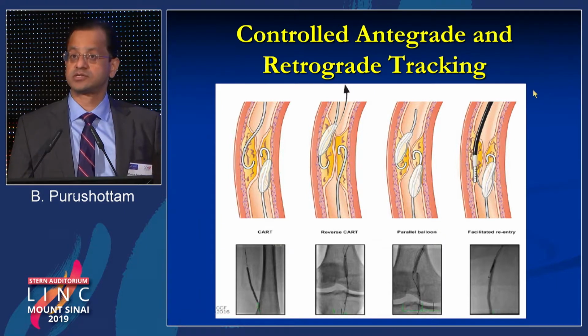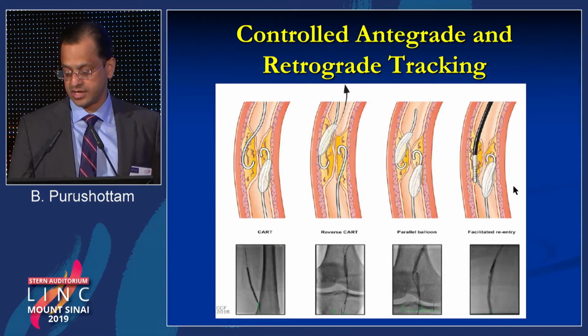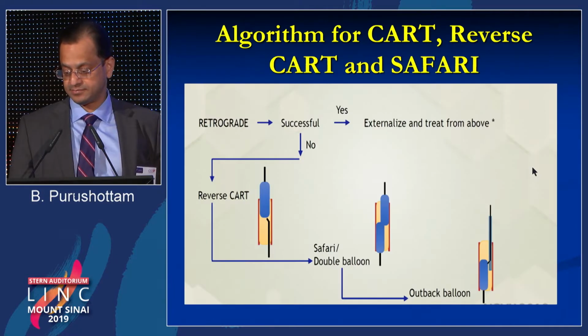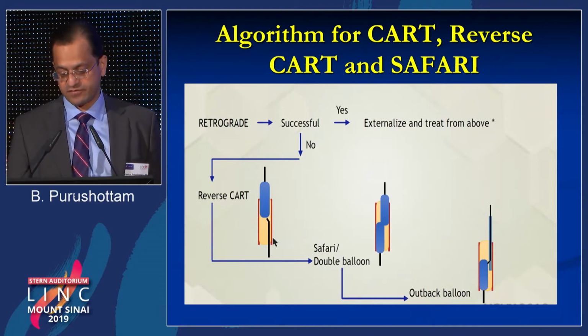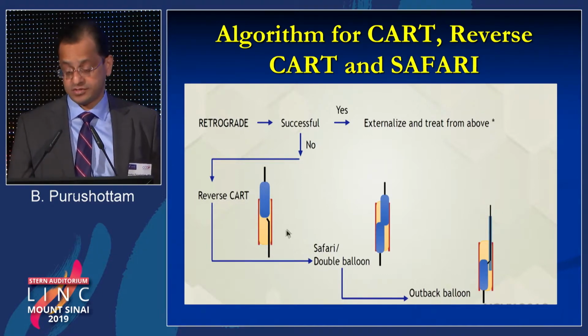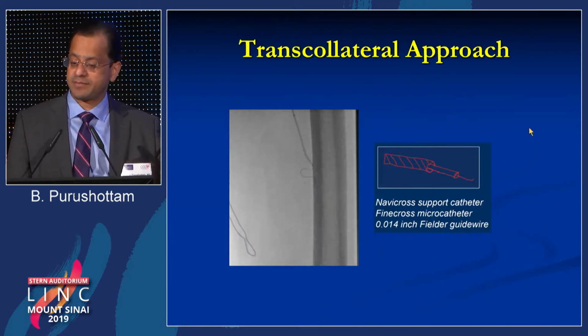This is just a cartoon representation of how they do the Outback SAFARI. Essentially, you have the retrograde balloon up, and then you aim the Outback into that. And this is an algorithm which I think was presented in one of the previous presentations at a different conference. So a reverse CART, you start off with the retrograde, and then double, and then finally you can try the Outback.